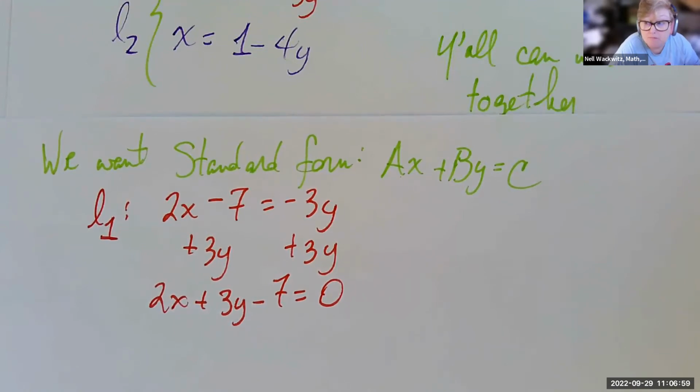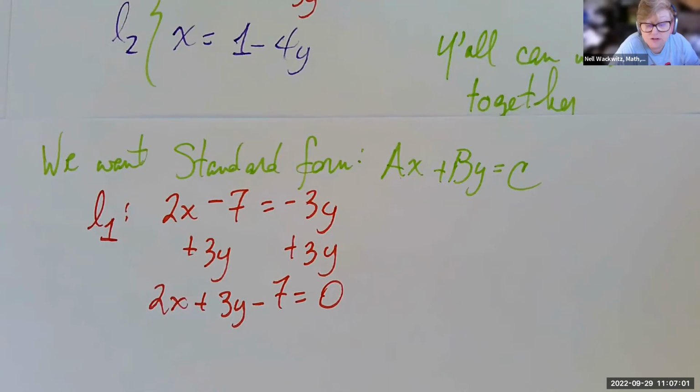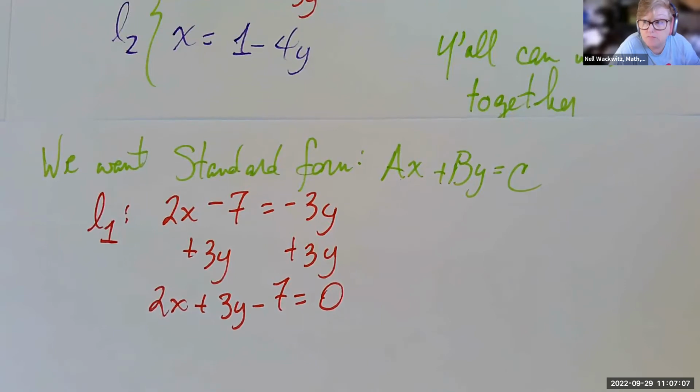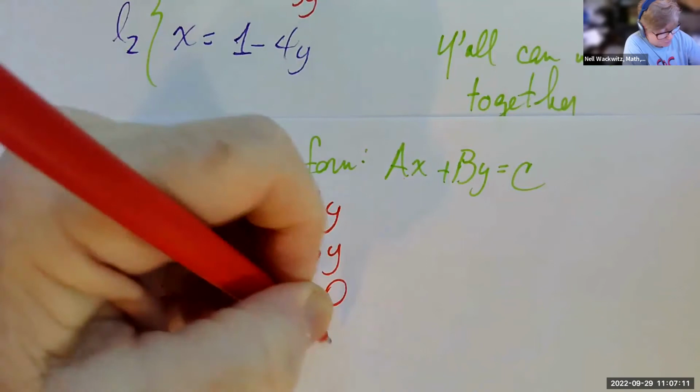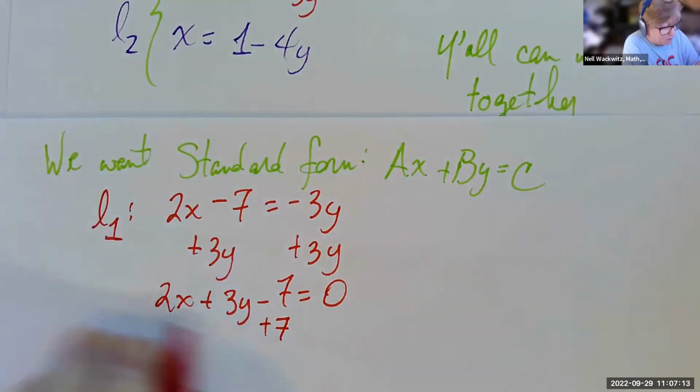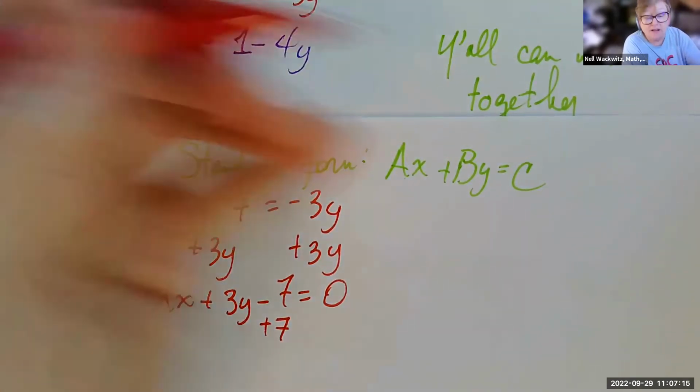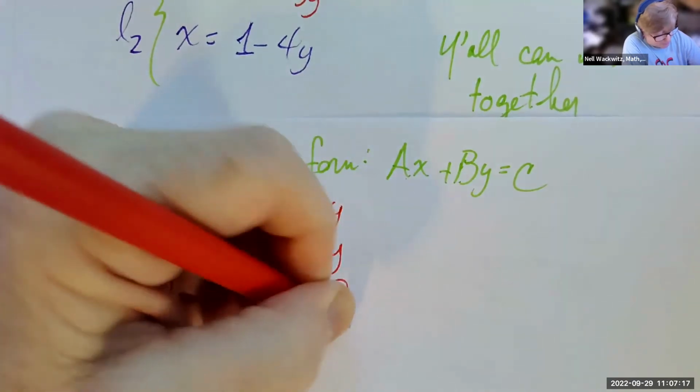Seven. So are we in standard form now? Yes. You have to add the 7 to the other side. Oh, right. We only want x and y on the left. We want any constant term on the right.